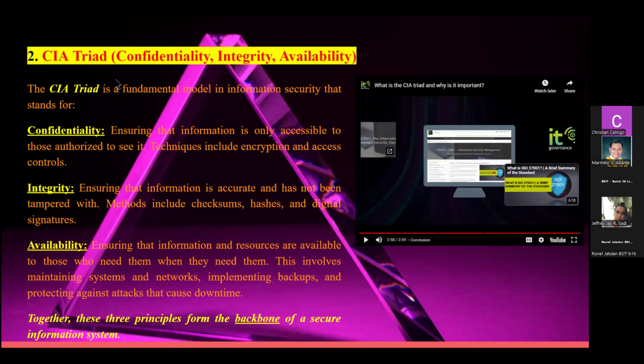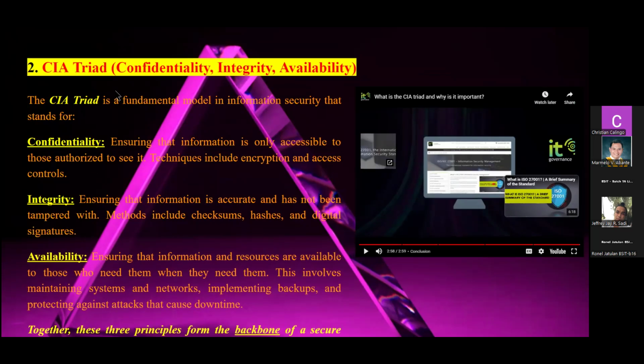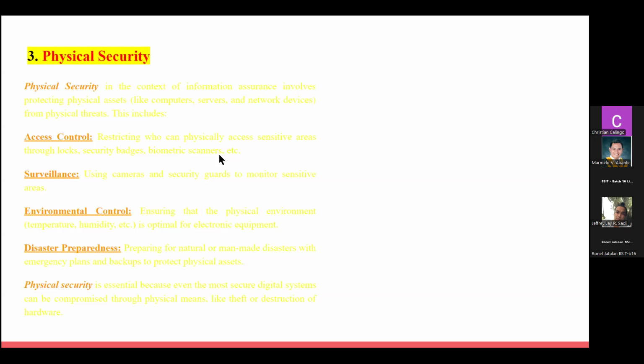Together, these three principles form the backbone of a secure information system. What is the CIA triad?